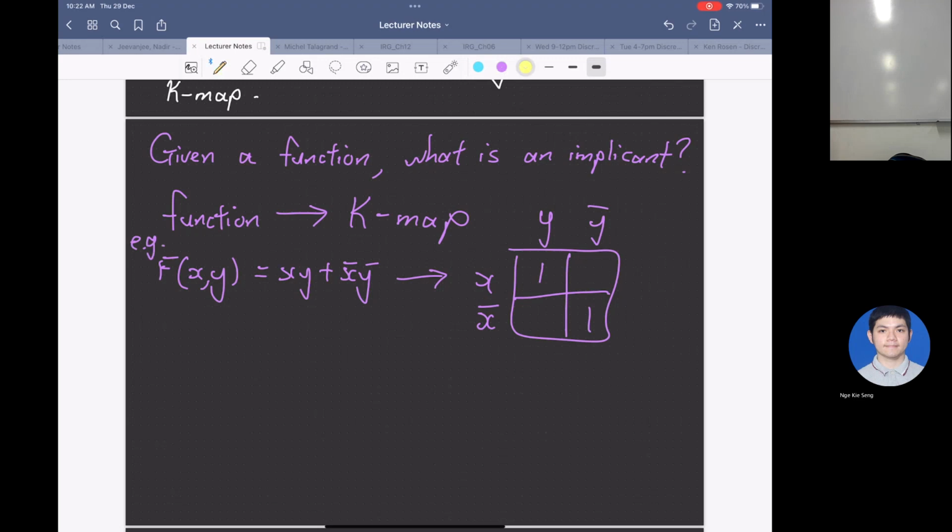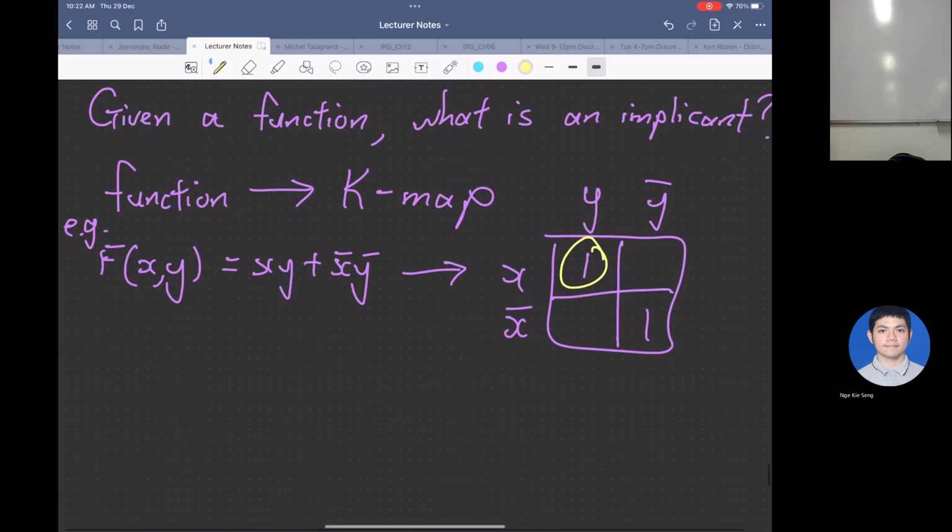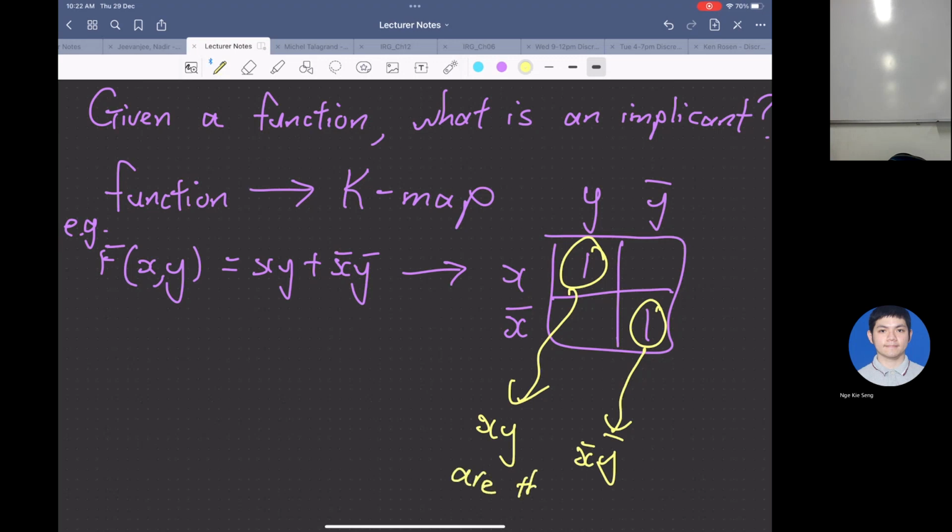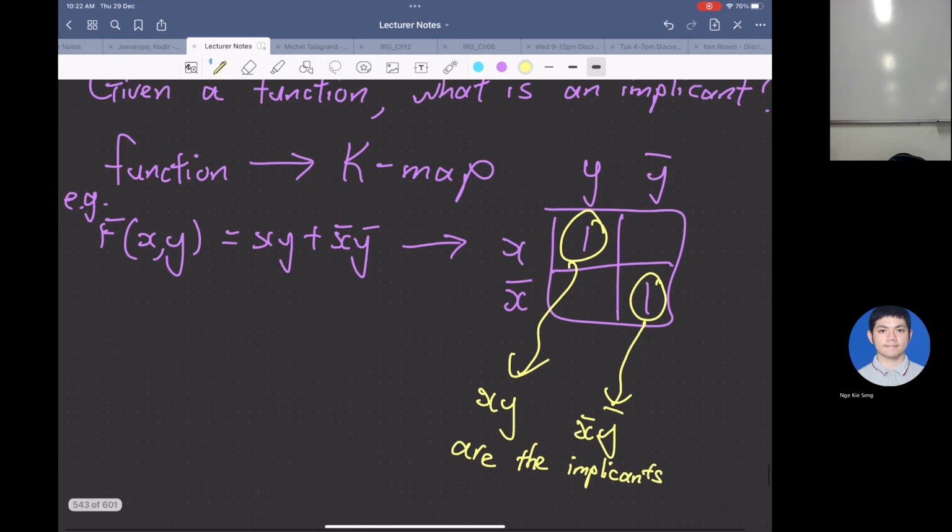What kind of block of 1 can you draw here? The xy block, and the x bar y bar block. So these two are the implicants for the function. What if we have another one in? Let's put x y bar in.